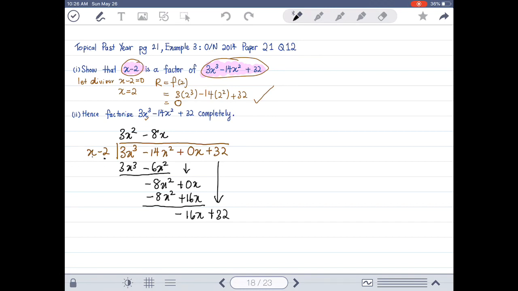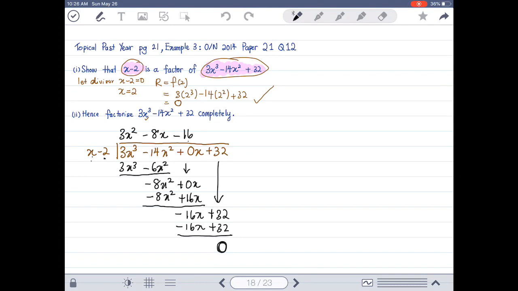What times x should get negative 16x? Should times negative 16. Negative 16 times x, we should get negative 16x. Negative 16 times negative 2, we should get plus 32. Top minus bottom, the remainder will be 0.